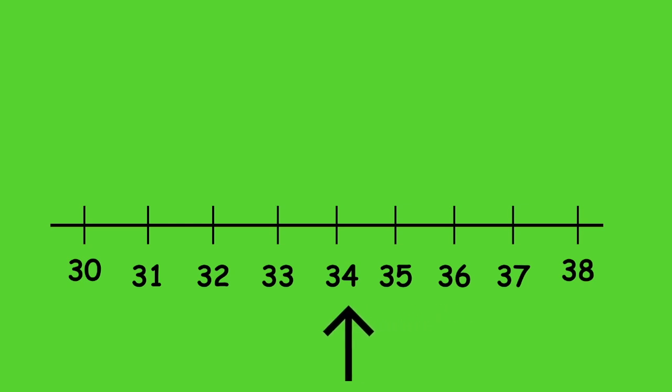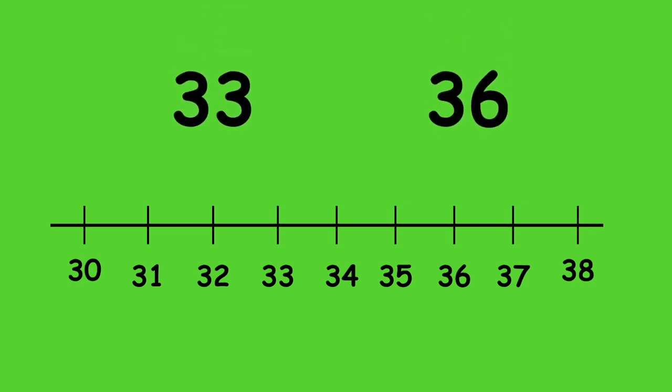35, 34, 33, 32, 31, 30. We can also see on this number line that 33 is less than 36 because it's to the left of 36. And if we want to show that 33 is less than 36, we again use our symbol, which faces open to 36, but this time it's facing right, showing that 33 is less than 36.